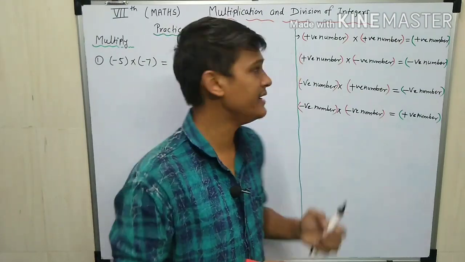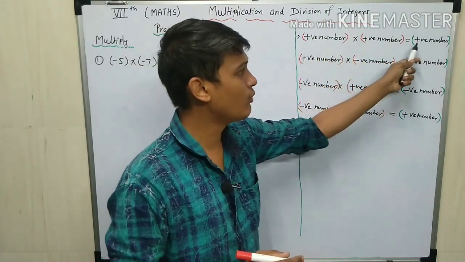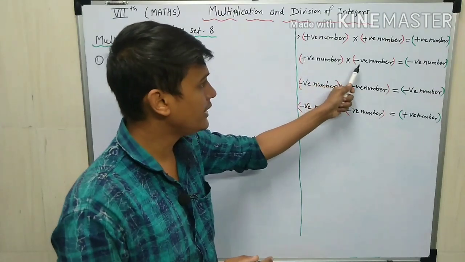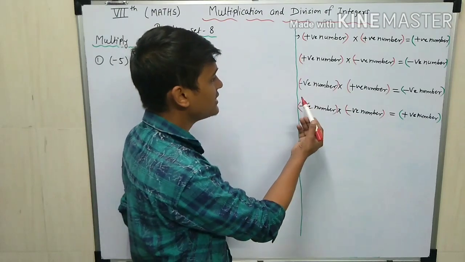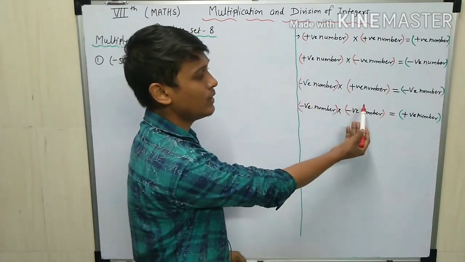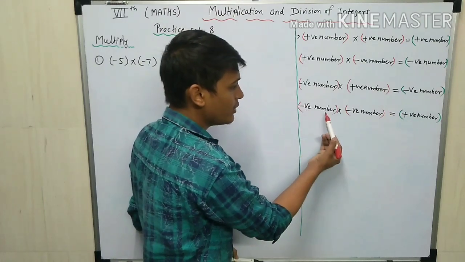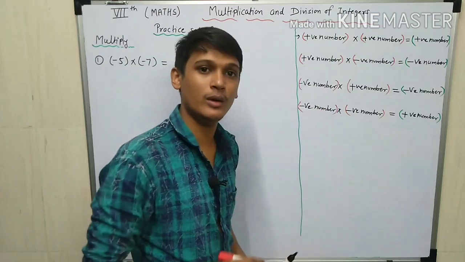The first step: positive number into positive number is equal to positive number. Second, positive number into negative number is equal to negative number. Third, negative number into positive number is equal to negative number. And fourth, negative number into negative number is equal to positive number.